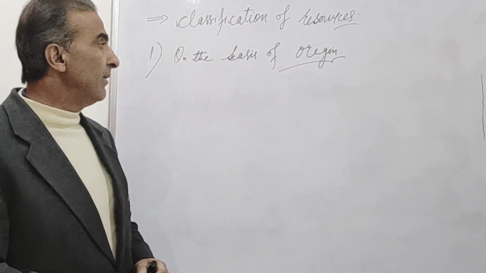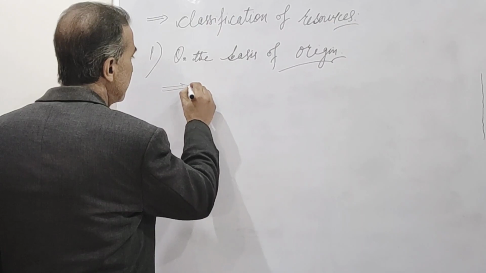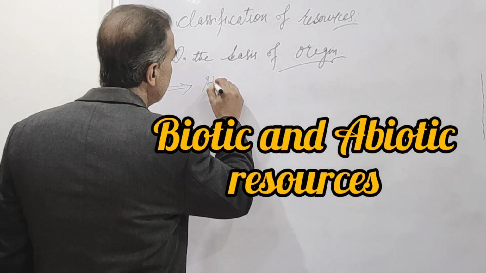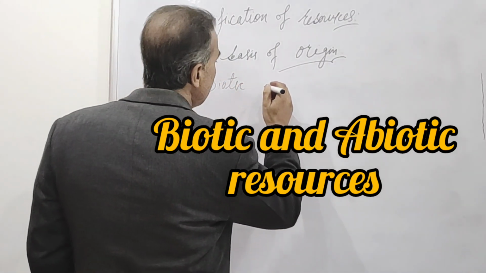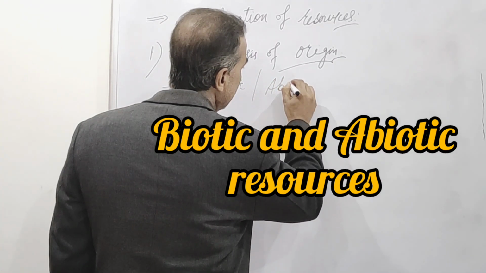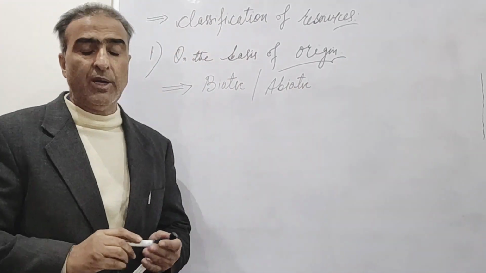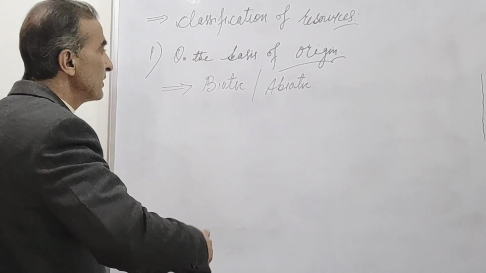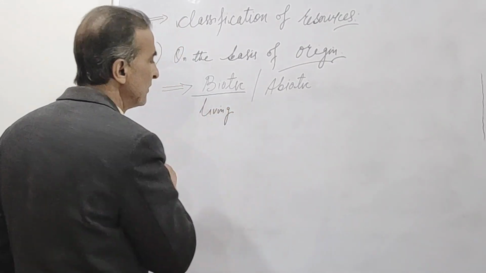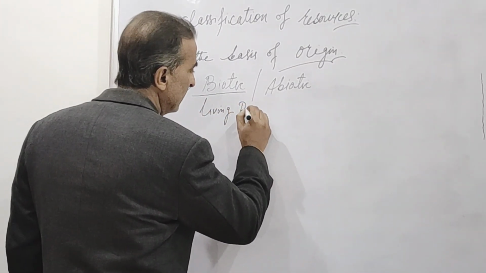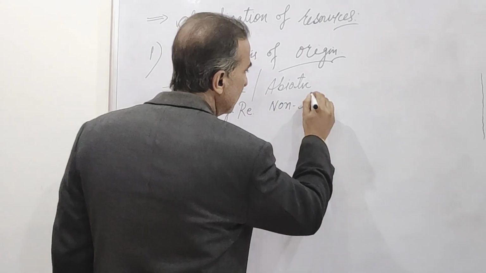So what types of resources do we have on the basis of origin? We have biotic resources and we have abiotic resources. In simpler words, we can say biotic resources belong to the living world. That is why we also call them living resources. And here we can call the others non-living resources.